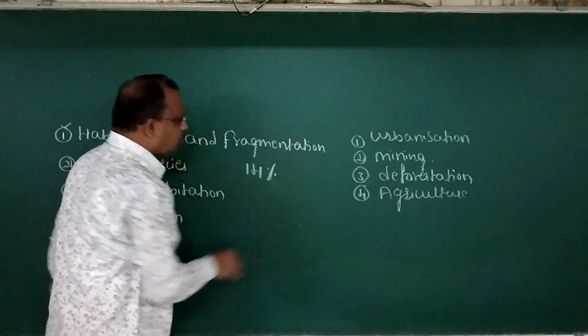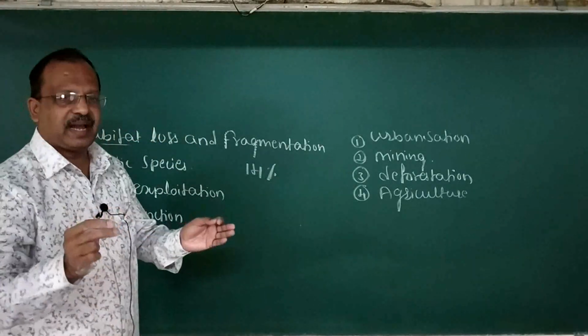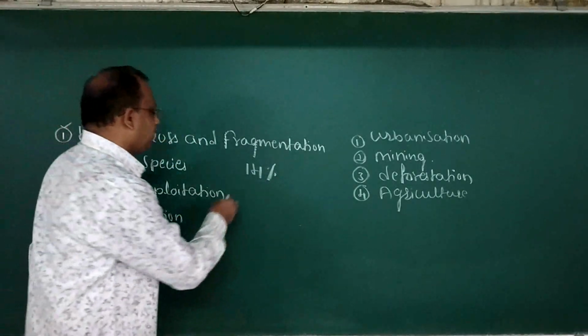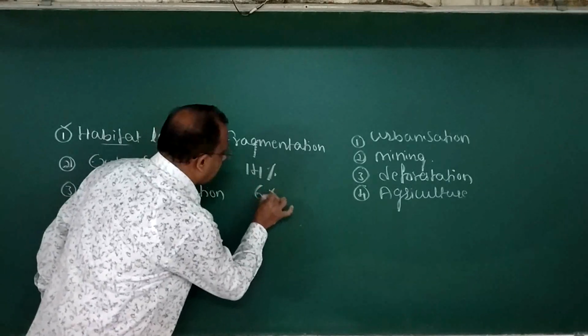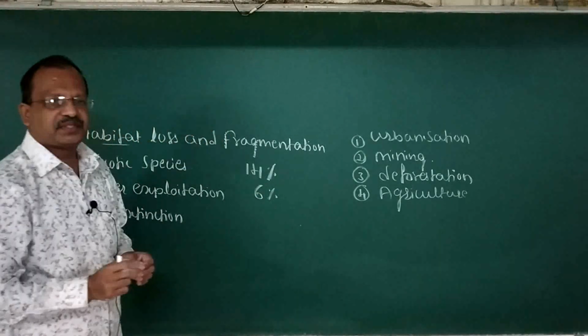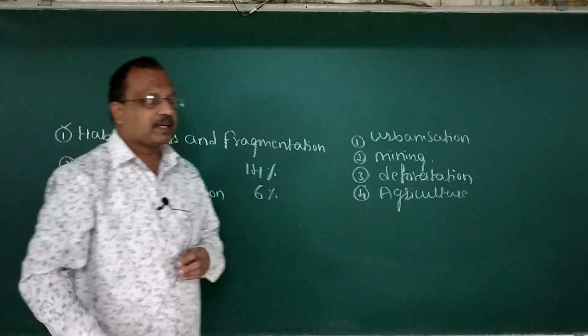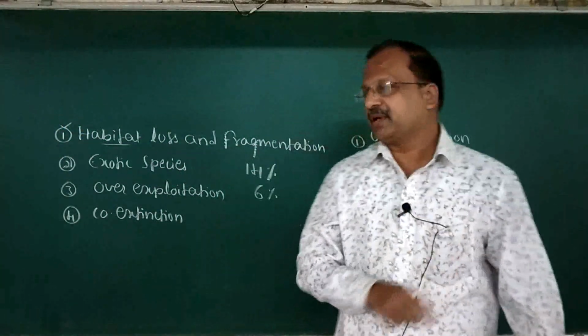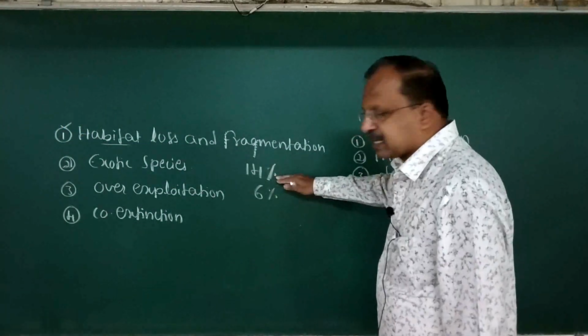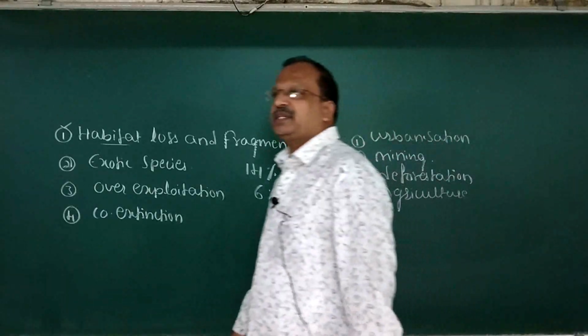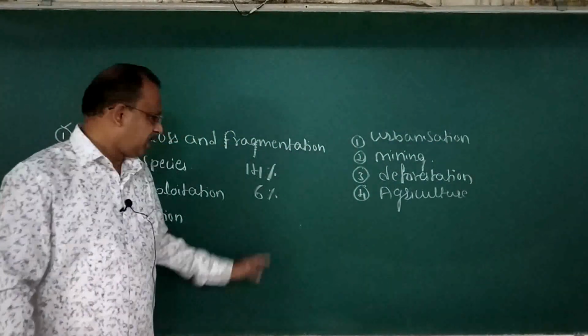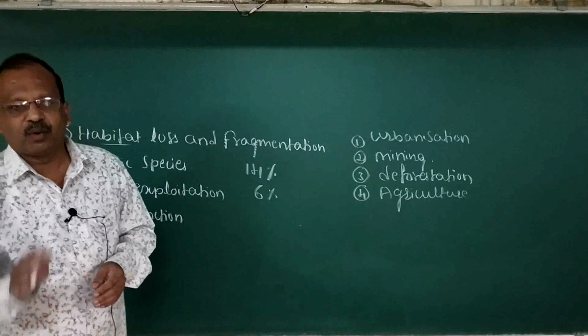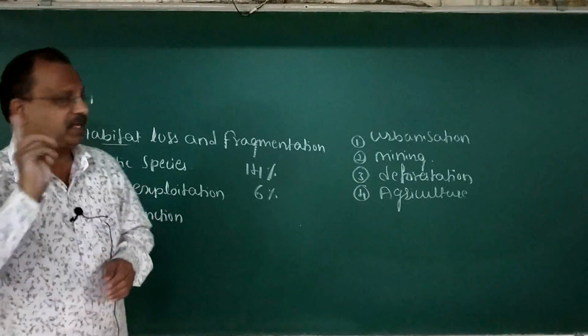Formerly, tropical rainforest covered more than 14% of the land surface. But now it covers only around 6%.